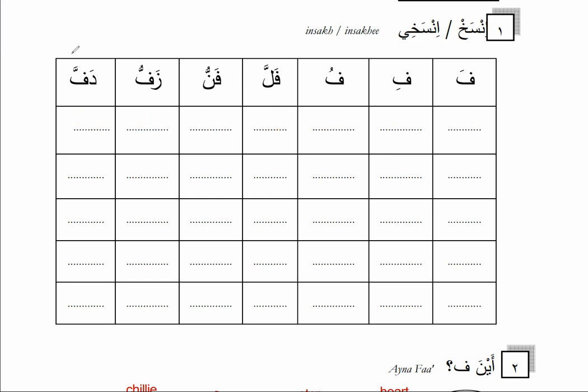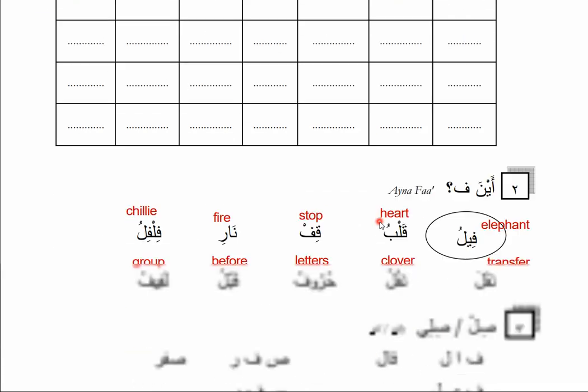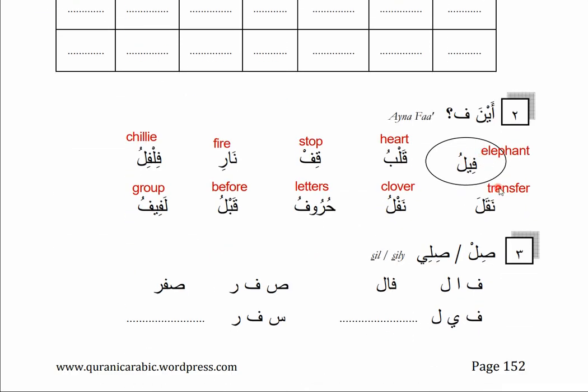So let's see the next exercise. Aina fa. So you have the meanings. Feel, qalb, kif, nar, filfil, naqal, nafl, huruf, qabl, lafif. So let's see, where are the letter fa? Feel, the first one is marked.